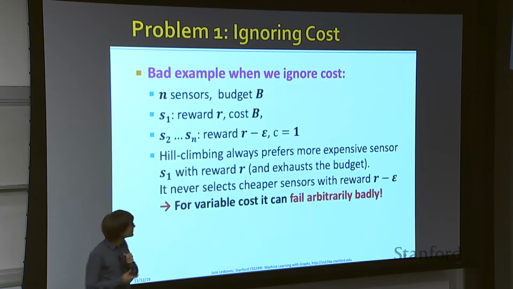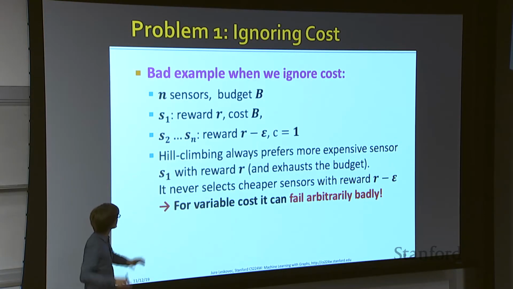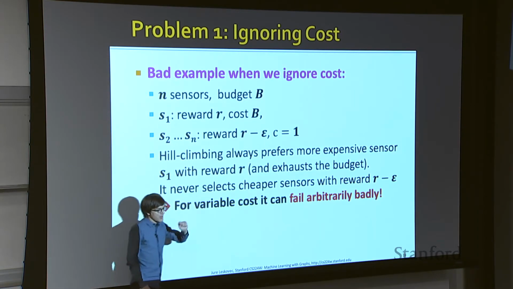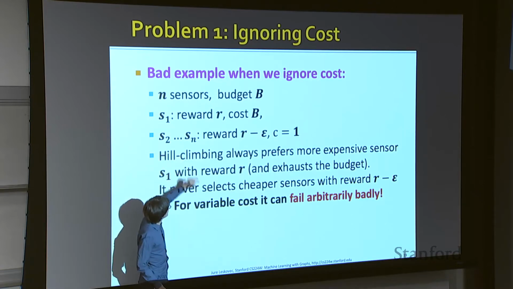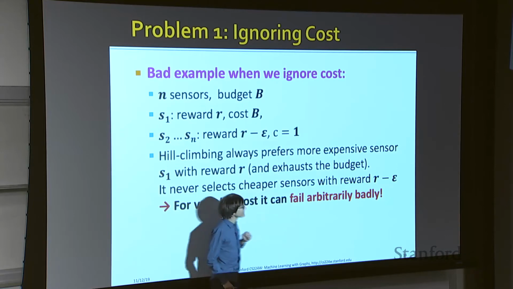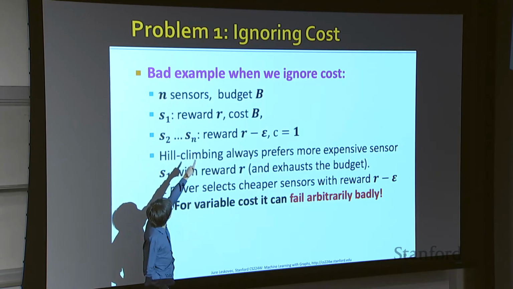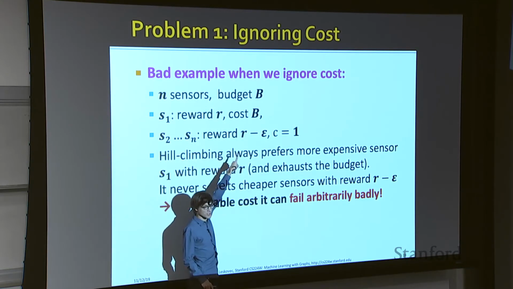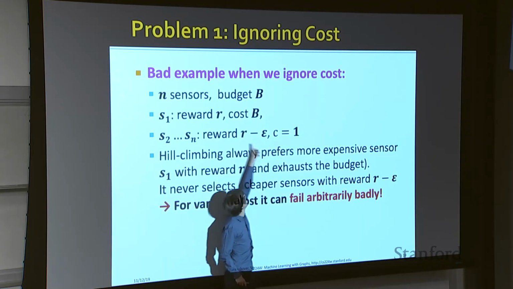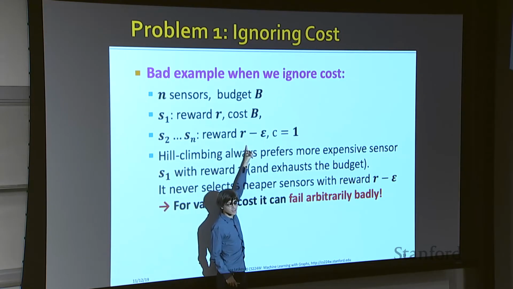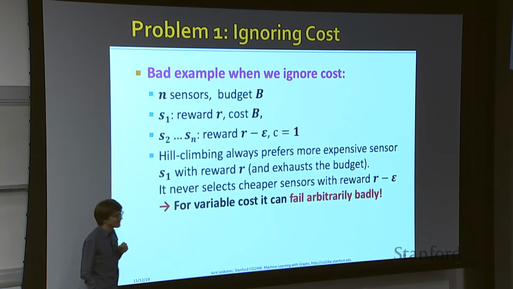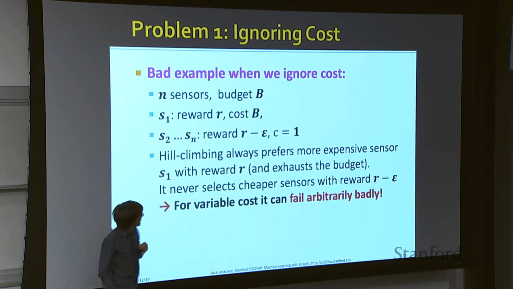So let me show you. The idea is the following. Imagine I have n sensors and a budget B. And imagine that S1 gives me reward R and cost B, and S2 to Sn give me reward R minus epsilon, but they all cost $1, right? So this would be like, you can order one dish, it gives you 1,000 calories, but costs you $100, or you can order these other dishes that cost you $1, but each one gives you 999 calories, okay? I'm sorry, I am not sure why I came up with this example, but I think it will work out, okay? So it's about us being hungry, right?